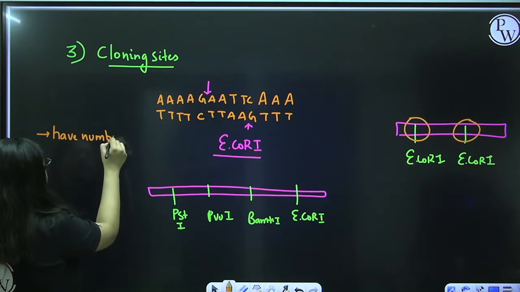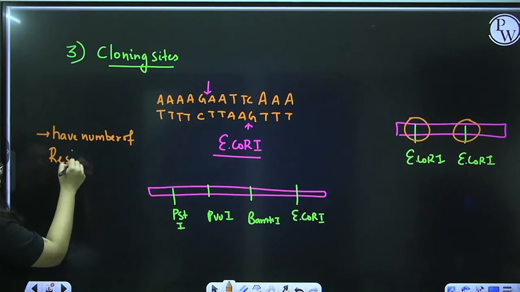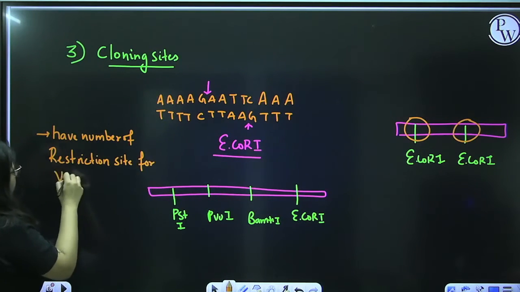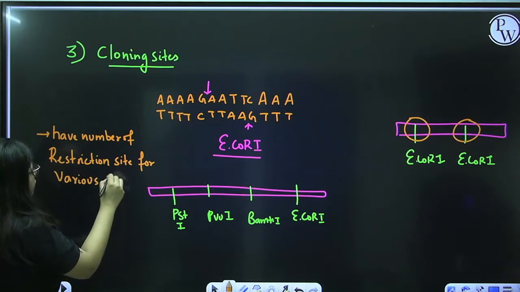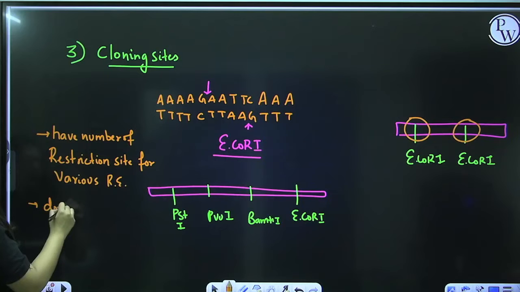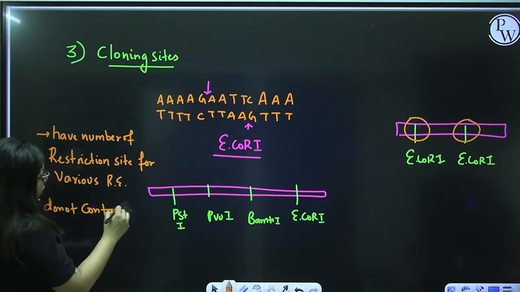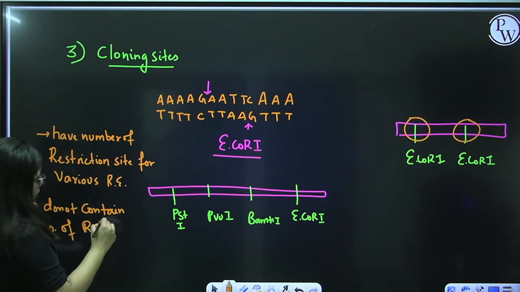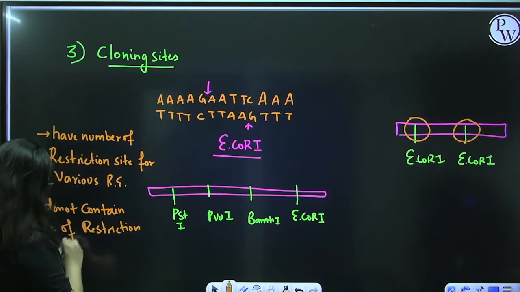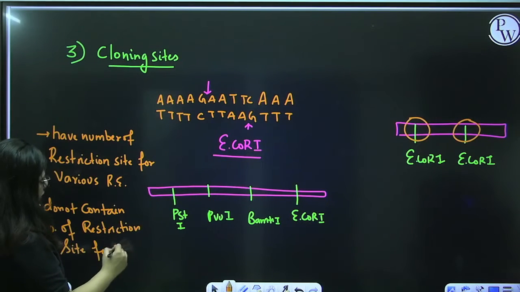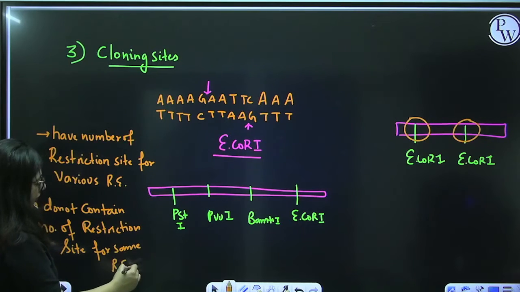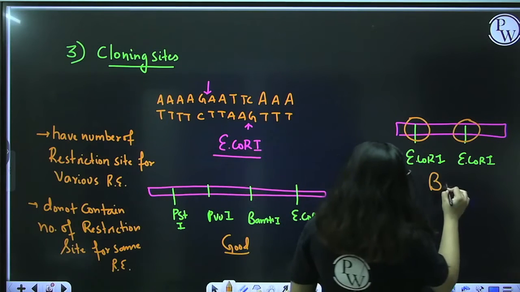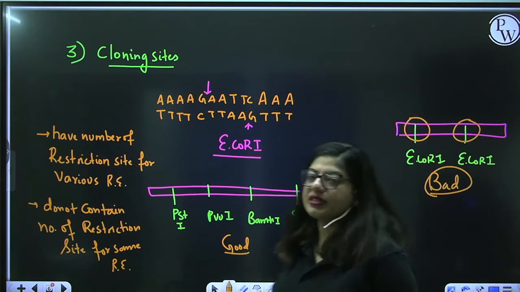So it is said that we can have a number of restriction sites for various restriction enzymes. The vector should not contain a number of restriction sites for the same restriction enzyme, right? So this is the good one and this is the bad one. This should not occur. Otherwise your gene cloning will be very difficult in this kind of case.